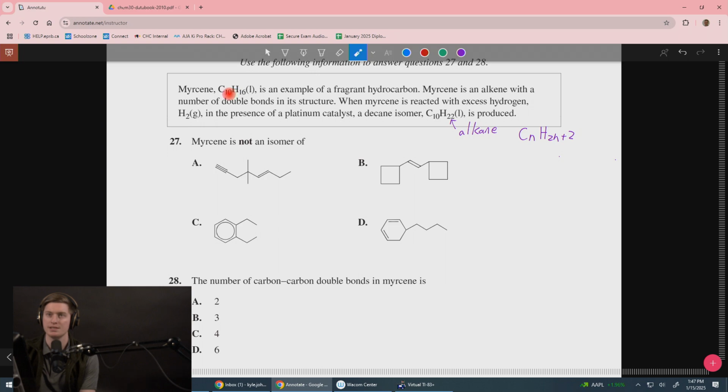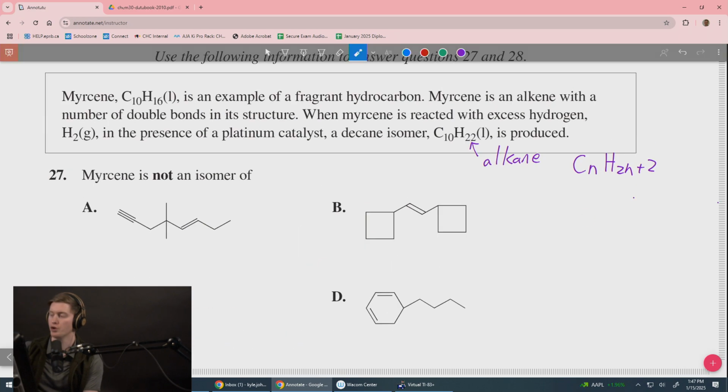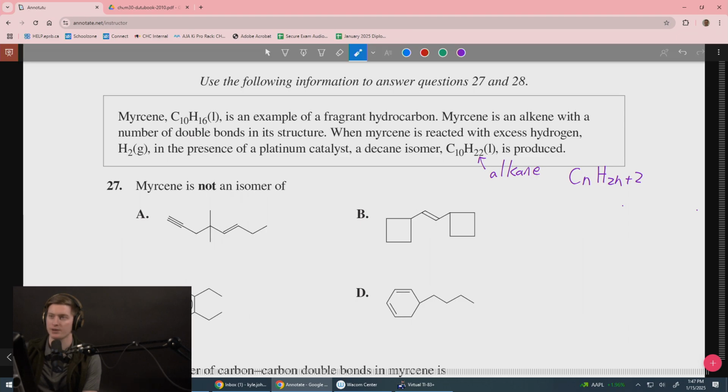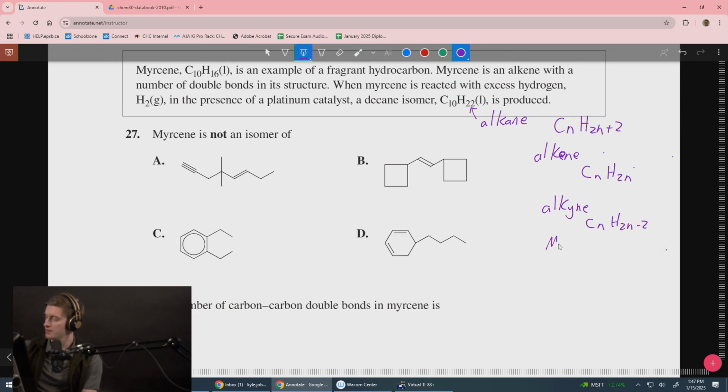Myrcene's normal structure, C10H16, doesn't follow our normal rules for either alkenes or alkynes, where an alkene, if it just has a single double bond, is CnH2n, and an alkyne is CnH2n-2. But what we see in myrcene, which has the formula C10H16, is that it really has the general formula CnH2n-4.